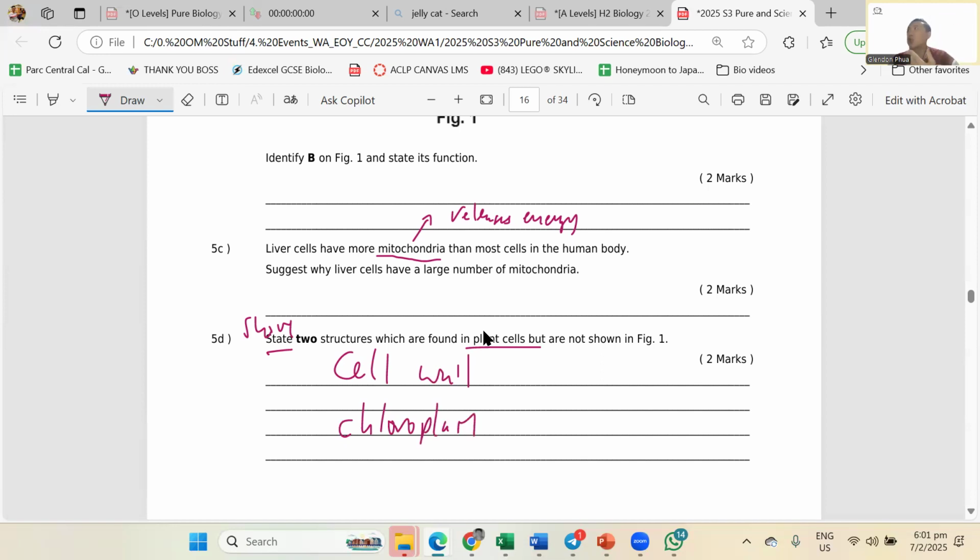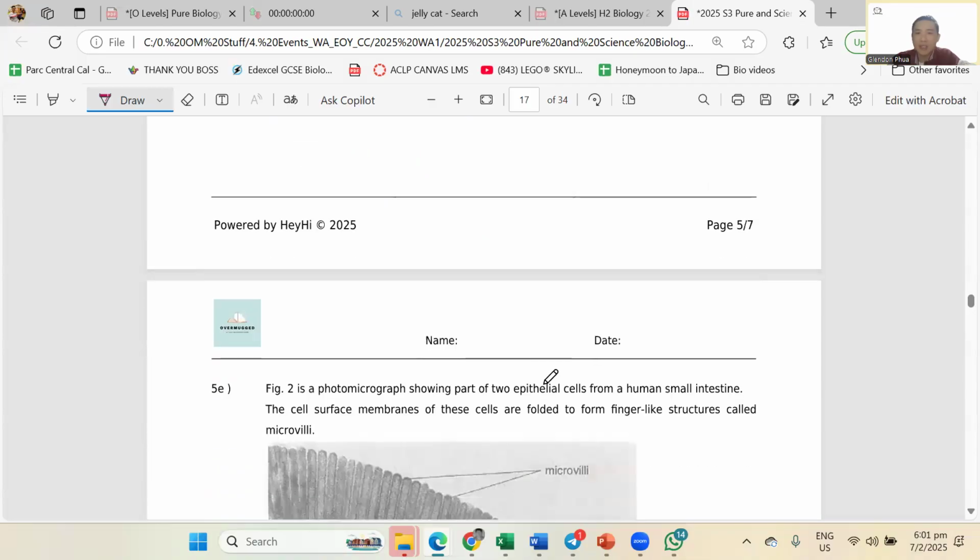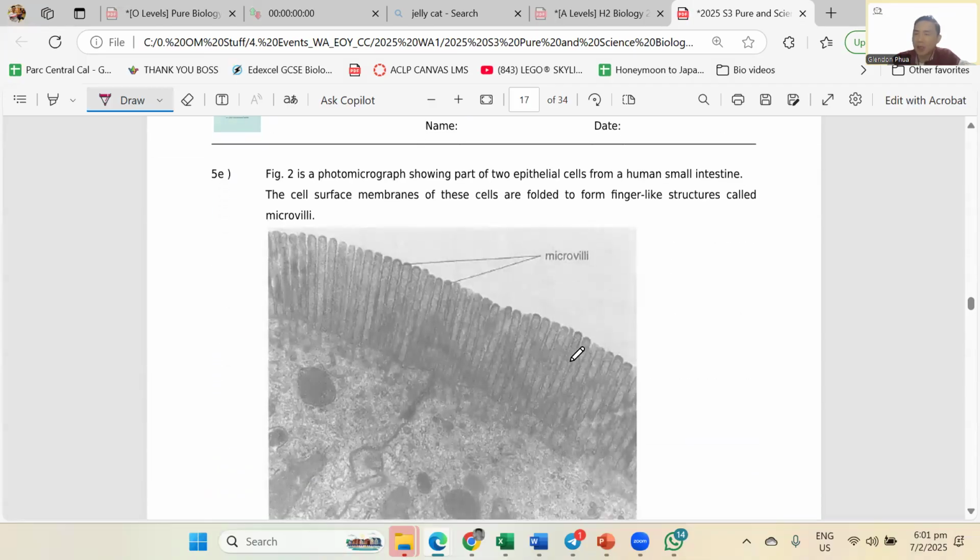Alright, so this is testing to compare between animal cells and plant cells. But once again, the key learning point for this question is that "state" means you don't need to write a very long answer. I can just write two short answers like this. Now, in your WA, probably there'll be some question, confirm have one question about absorption.